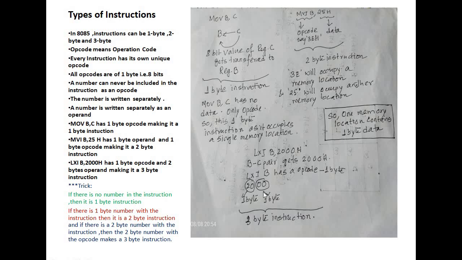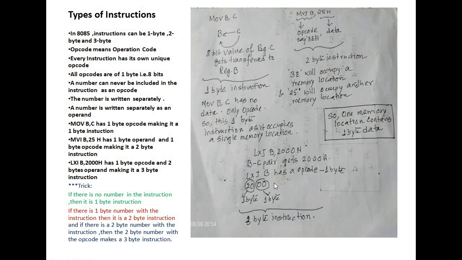Now see here, which will have an opcode, LXI B or LXI B 2000H? LXI B will have an opcode, right? There is a specific opcode for LXI B. This opcode will occupy one memory location because it is 1 byte. Now this is 16-bit data, 2000H, that is 2 byte data. So 20H is 1 byte and 00H is 1 byte. So how many bytes are there in total? 3 bytes: one for the opcode, one for the higher byte data, and one for the lower byte data.